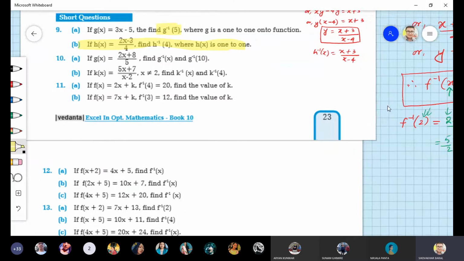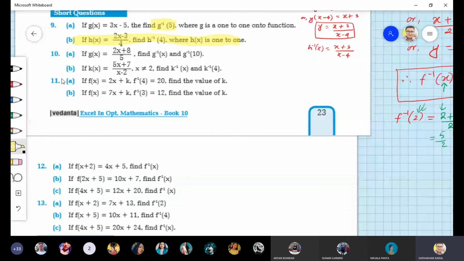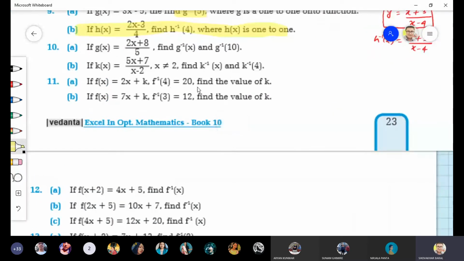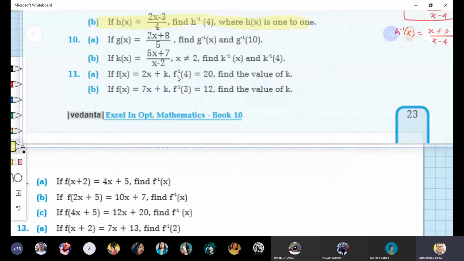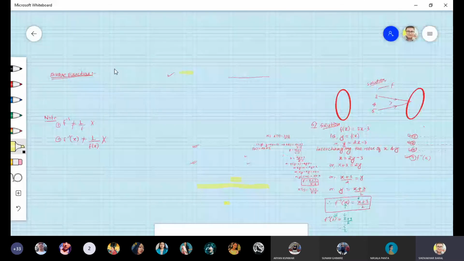Now let me solve question number 11A. If you can solve this question, you can do it on your own also. But let me solve this one right now. I request you to solve it on your own also. Just find the f inverse x. First find f inverse x, and find f inverse 4, and equate this condition here. f inverse 4 is equal to 20, as given here, so equate these terms. What is my question?